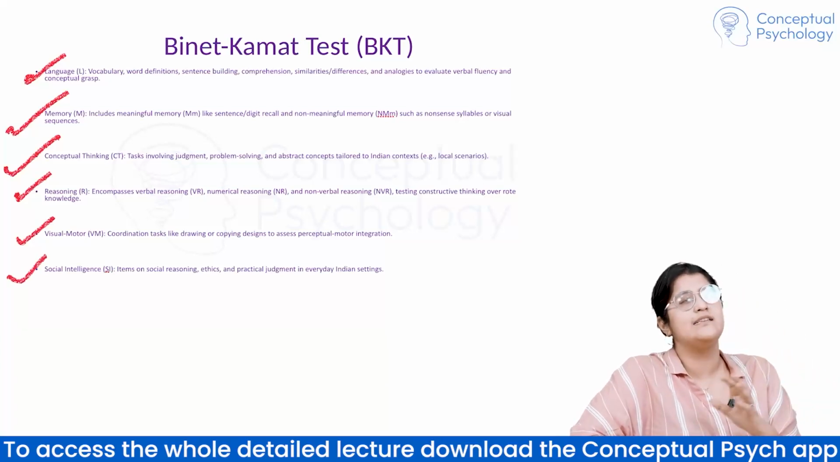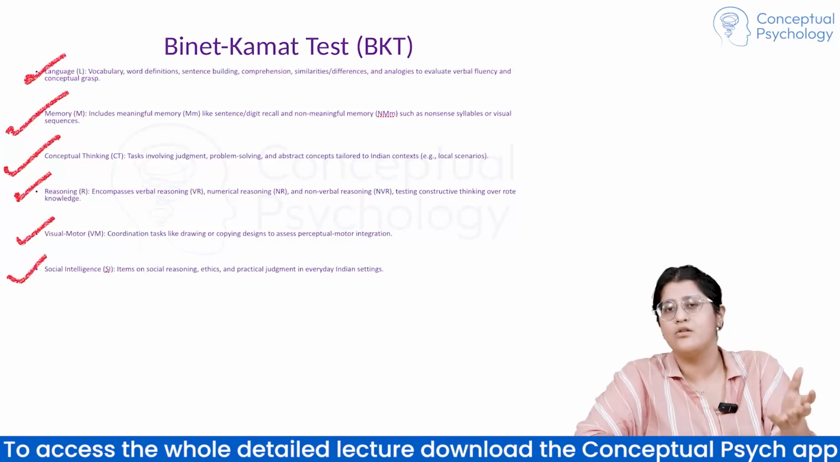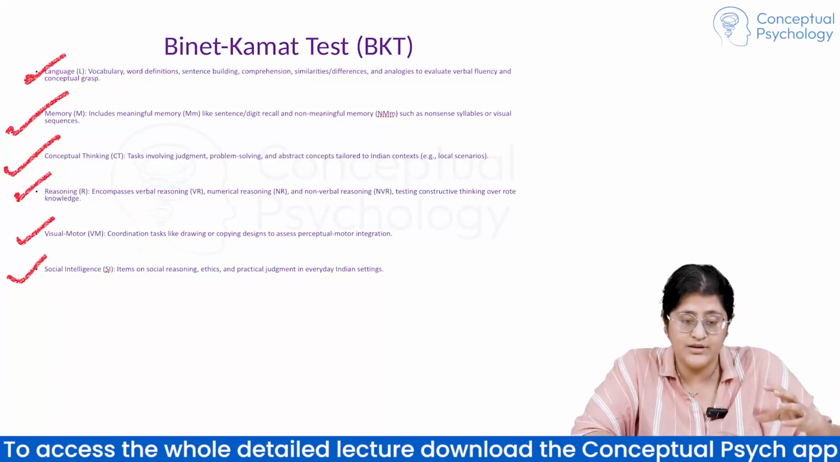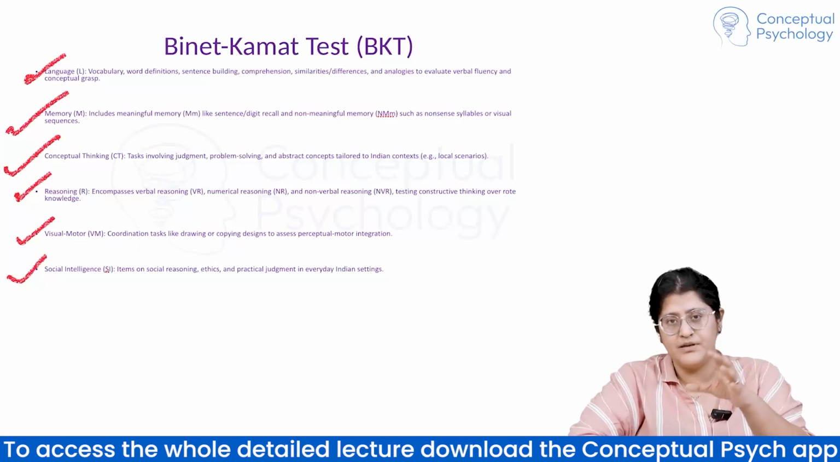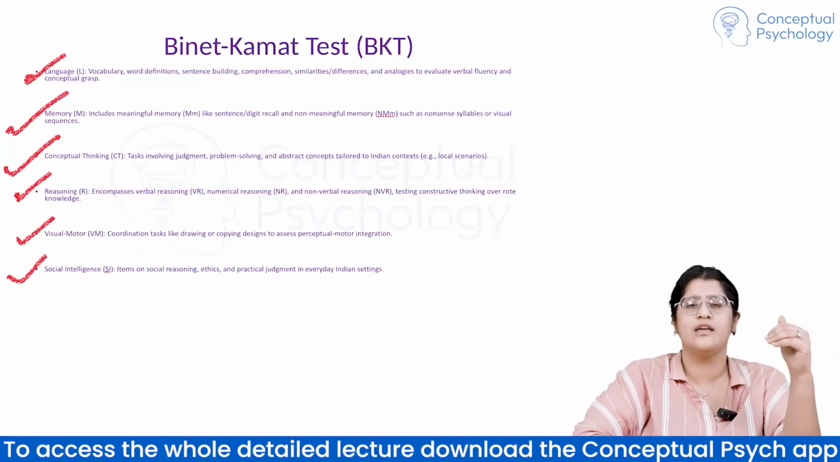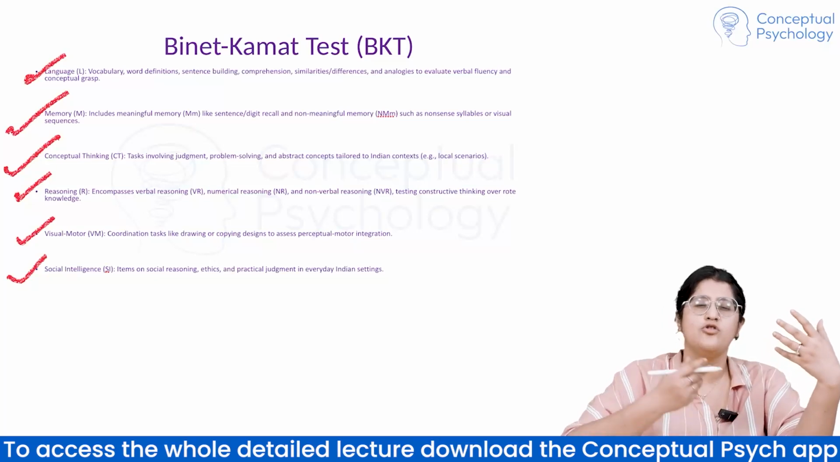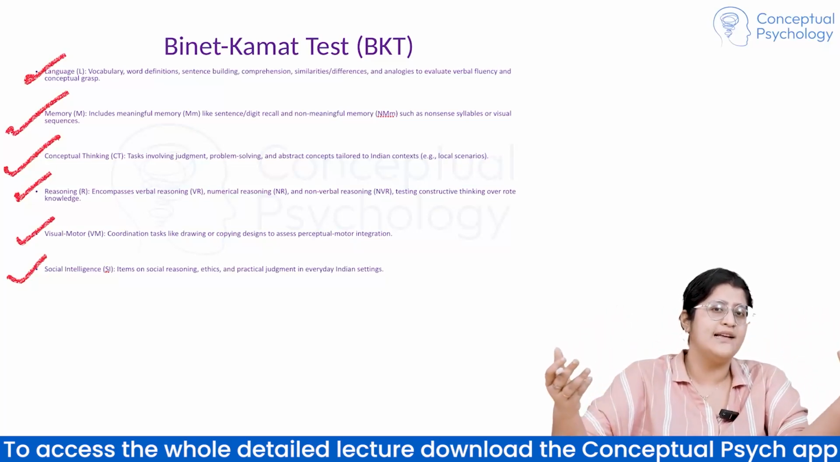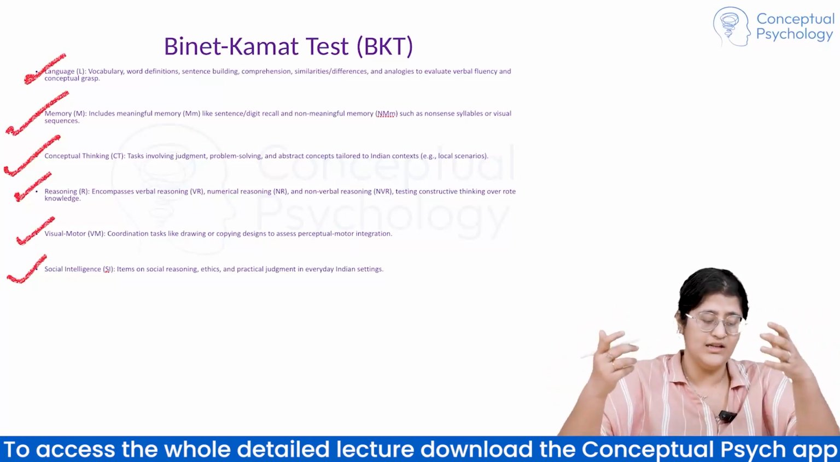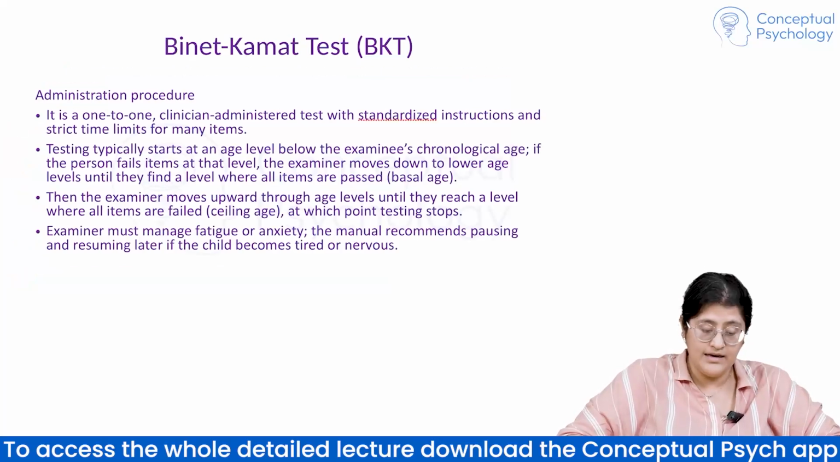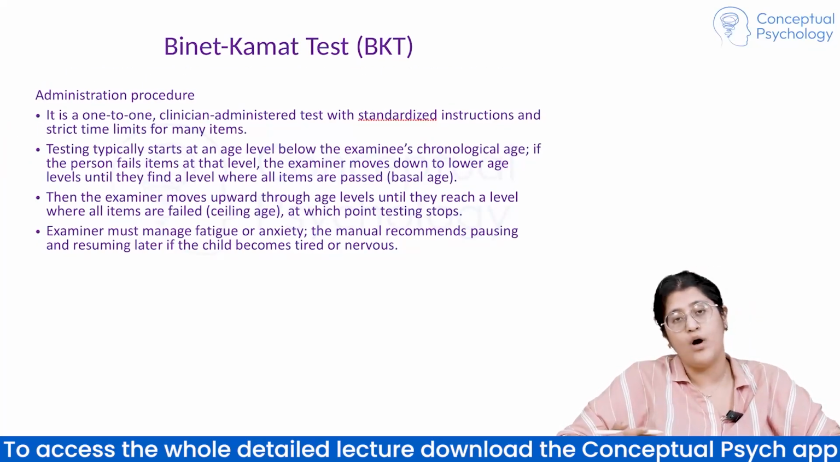So if you look at the test, it will have questions on who's better looking; the child will be shown pictures and they'll ask who's better looking, what do you think is happening in the country. So it also measures that kind of social intelligence and social aptitude, right? Now, it is a one-on-one clinically administered test.